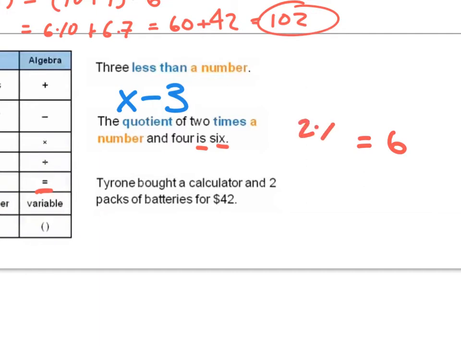2 times a number. The quotient of 2 times a number and 4 is equal to 6. Kind of hard. Wow. Well, I think that's it. I could totally be wrong. Anybody fill out the notes? And I think that's it.